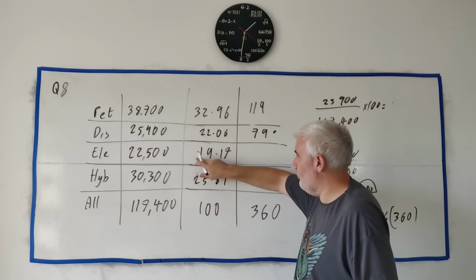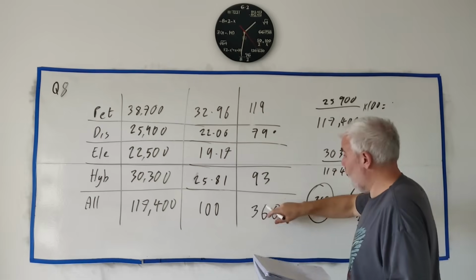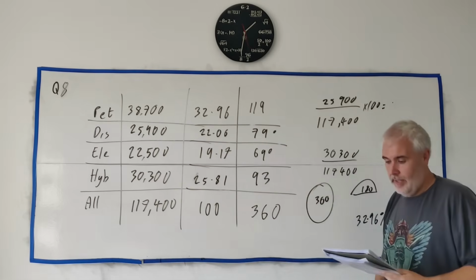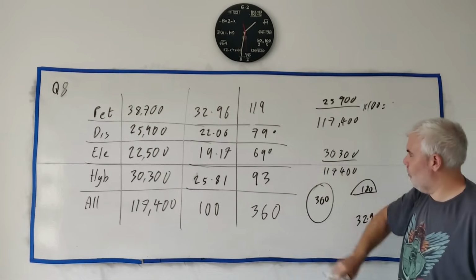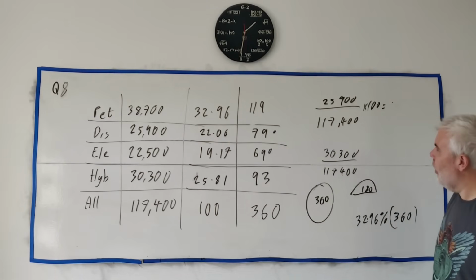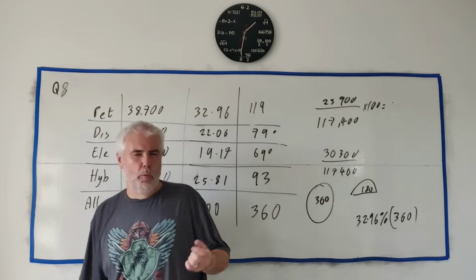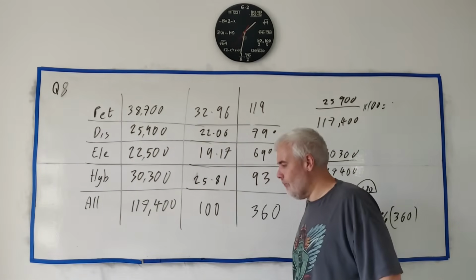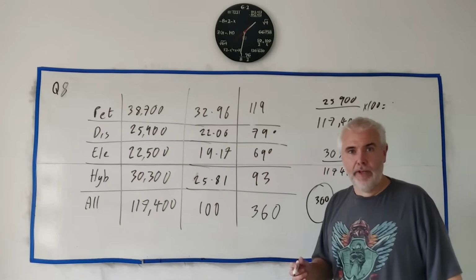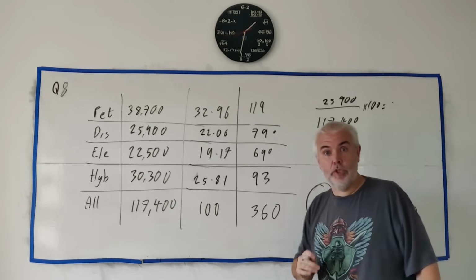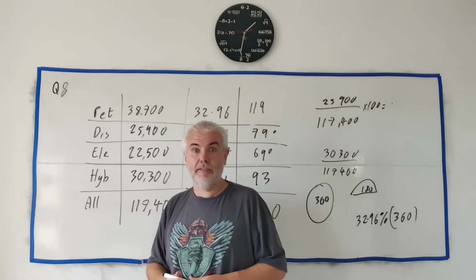19.17%, or 0.1917, by 360 should give you 69 degrees. All of these should roughly add up to 360, and they actually do. Although if they didn't exactly add up, if they were one off, that's probably because of rounding. Okay, let me clean this off so we have room to draw the pie chart in the next part.